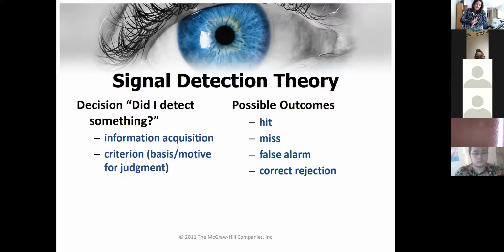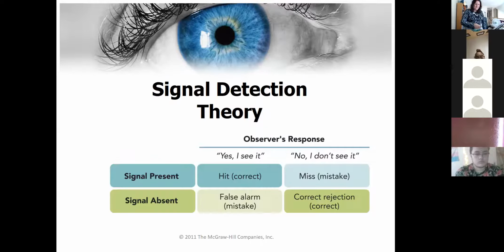Criterion is the basis for making a judgment about the available information. And then there are four possible outcomes. So there's the hit, miss, false alarm, and correct rejection. And I have a whole chart about those on my next slide.